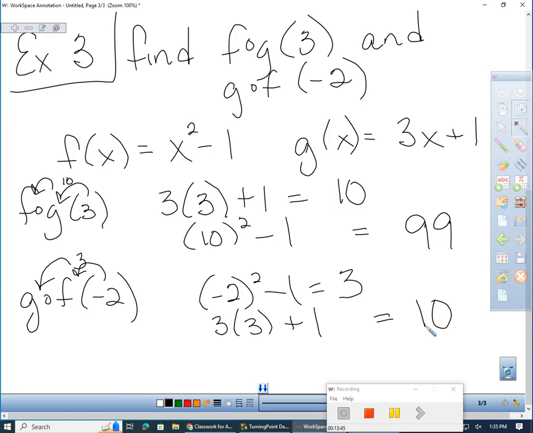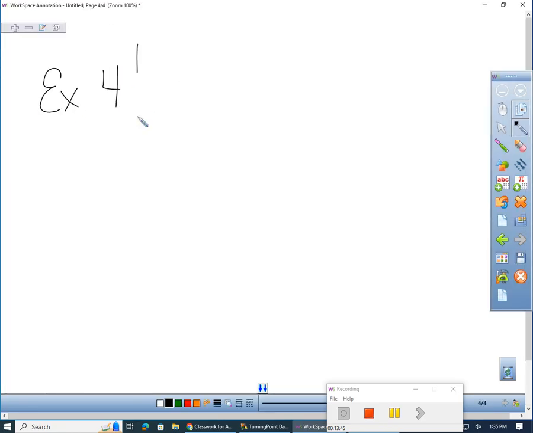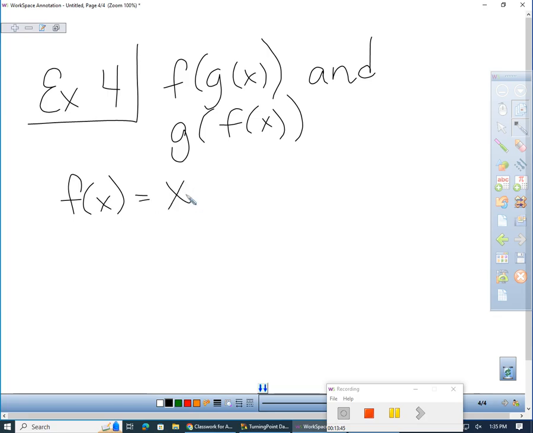So now we're going to get a little more abstract. And I only say that because now we're going to take away the numbers. We know the process. We're going to take the number away. Okay? So here is example number 4. We are going to do in the last section f of g of x and g of f of x. And so let's say f of x equals x minus 4 and g of x equals x squared.